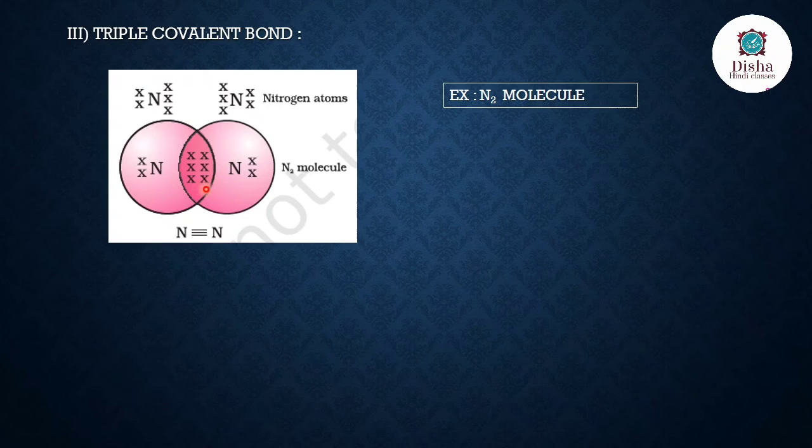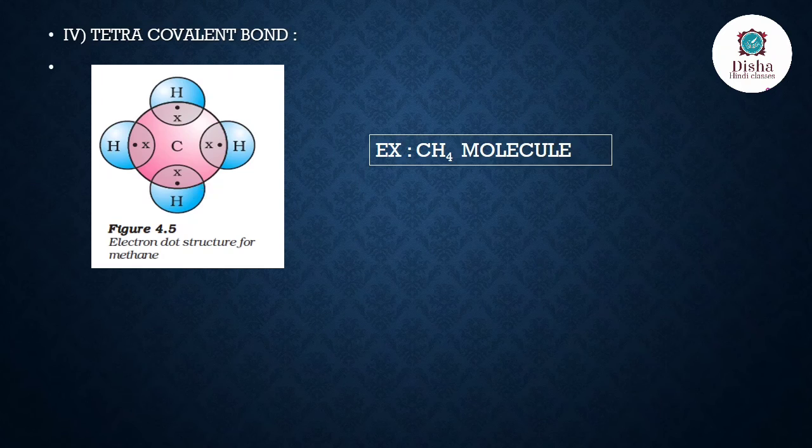Now we'll discuss about tetracovalent bond. Tetracovalent bond is defined as the bond formed by an atom by sharing its 4 valence electrons with another atom. The term tetra means four. Here, carbon atom shares its valence electrons with hydrogen atoms each. So, in this way, methane CH4 is formed.